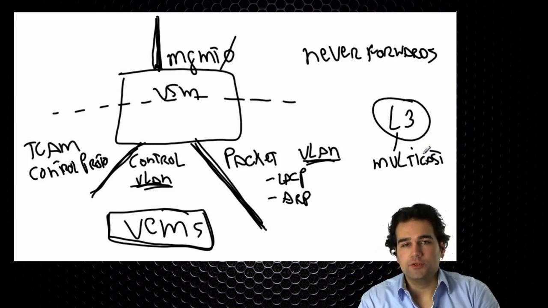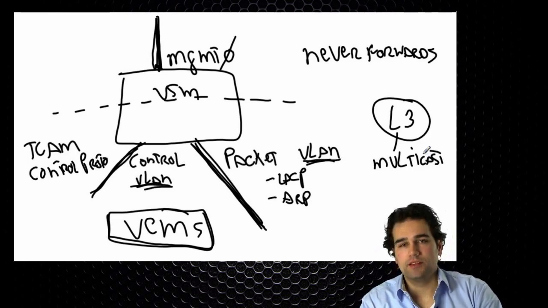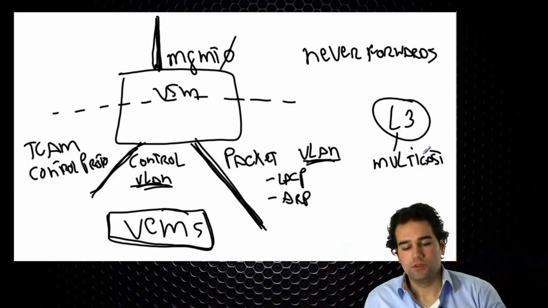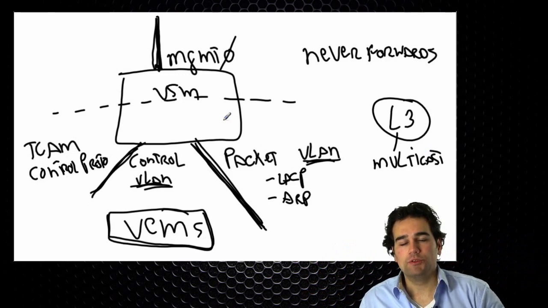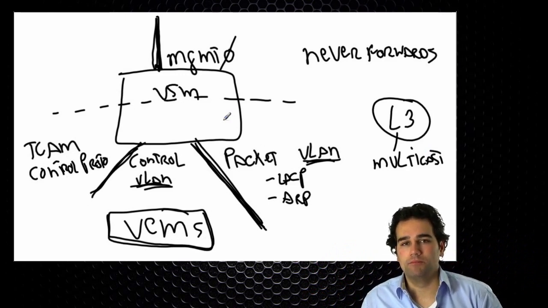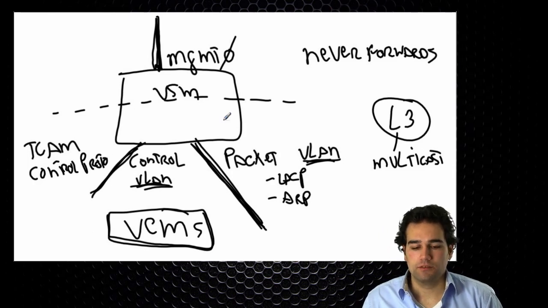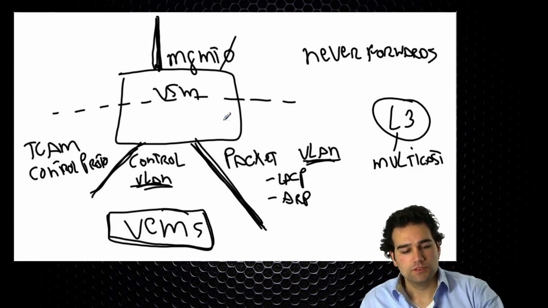The layer 3 solution is the more elegant way of doing this, and that's also the preferred way of doing that. That means that the VSM and the VEM can be worlds apart. Now, in this example, I have a layer 2 connectivity between the VSM and the VEM. If I have a layer 3 connection between the VSM and the VEM, it means I can place the VSM anywhere I want to.